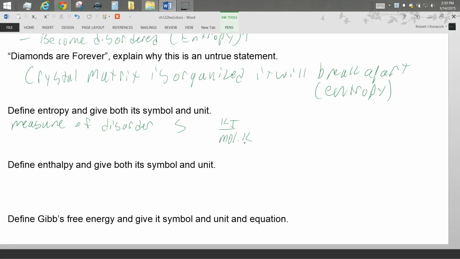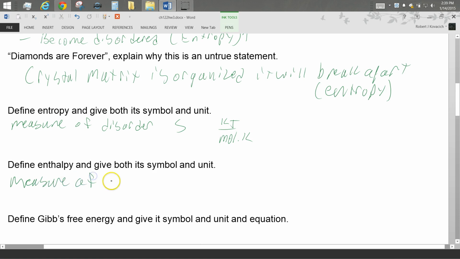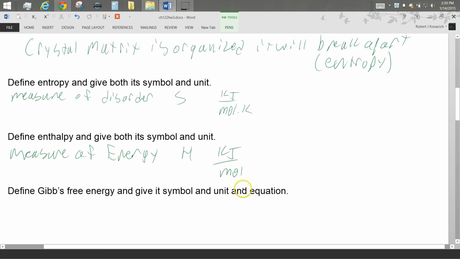And the enthalpy, energy, existence of energy, and its symbol is an H, and it's just kilojoules per mole. You can kind of think about it being like energy density, how much energy I have per unit stuff.